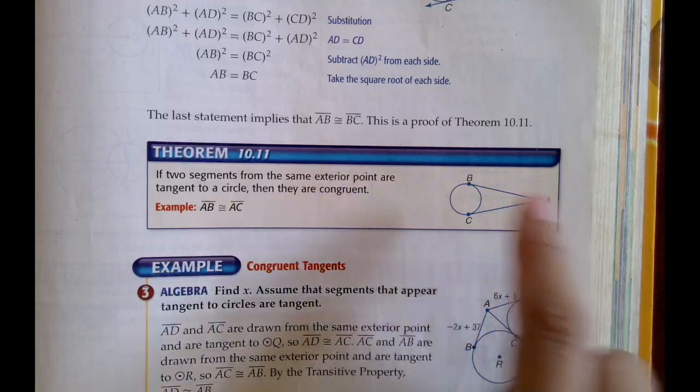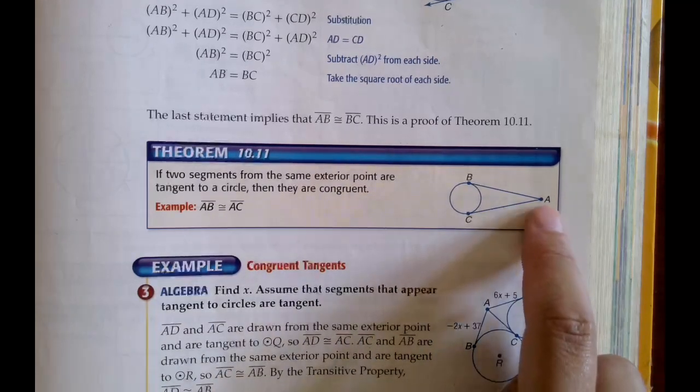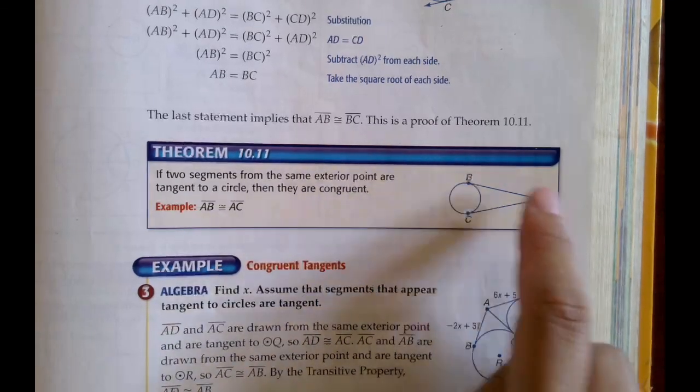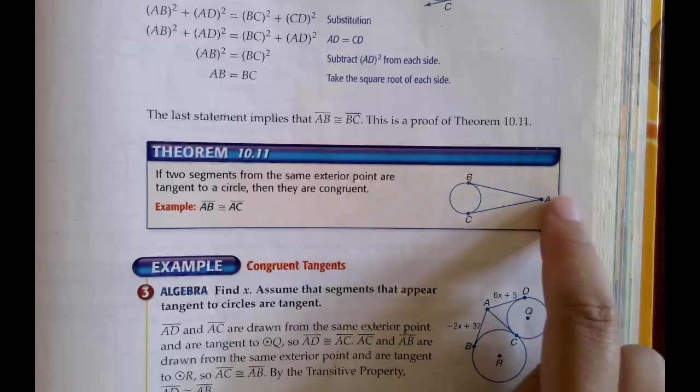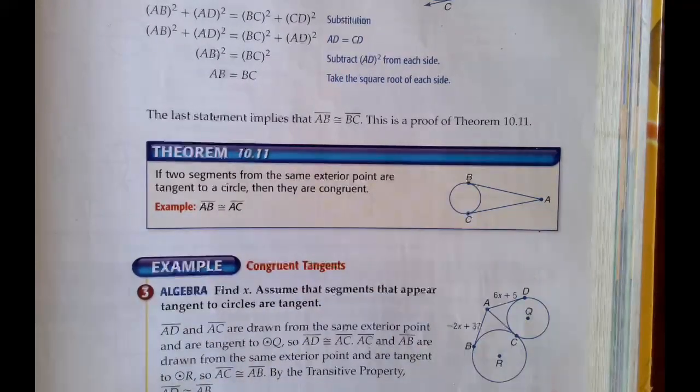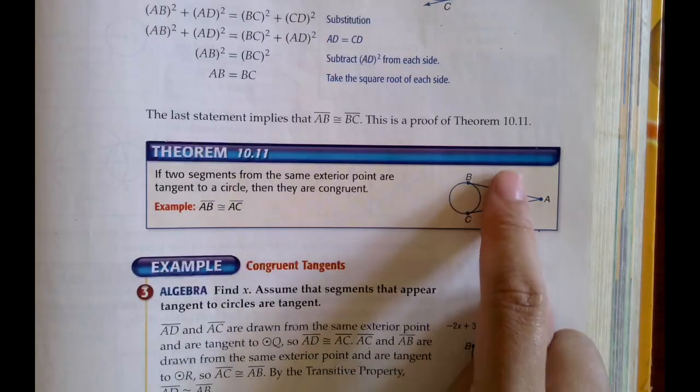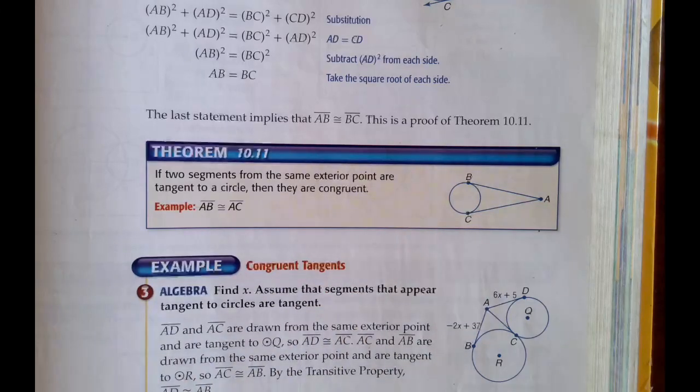If two segments go to the same exterior point, and if AB is tangent to the circle and AC is tangent to the circle, what we know is that AB and AC are congruent. They are equidistant.